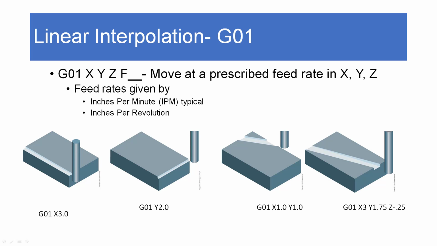That's typical for a mill. I could also set it in inches per revolution, very non-typical on a milling machine. So we're always in inches per minute. Now, there's four little diagrams down here at the bottom. The first one is pretty straightforward.